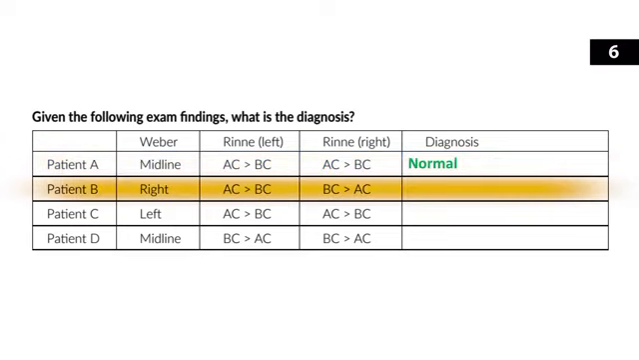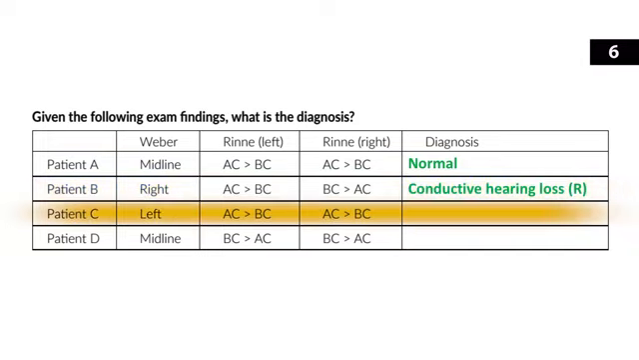In patient B, the RENA test is normal on the left with air conduction greater than bone conduction. But in the right ear, bone conduction is greater than air conduction. That's a huge flag that something's going on with the right ear. This indicates conductive hearing loss in the right ear. And our Weber test confirms that. Remember, in conductive hearing loss, the Weber test lateralizes to the side of the affected ear, so everything matches up.